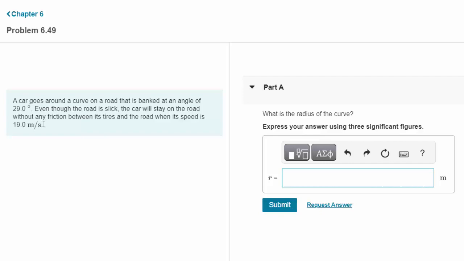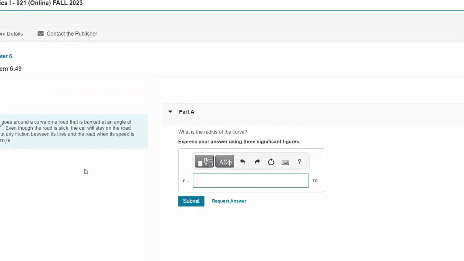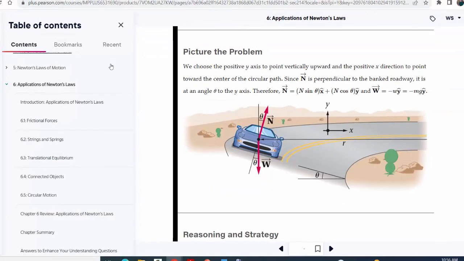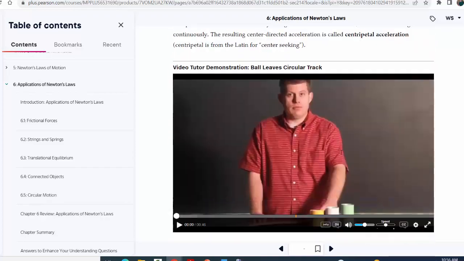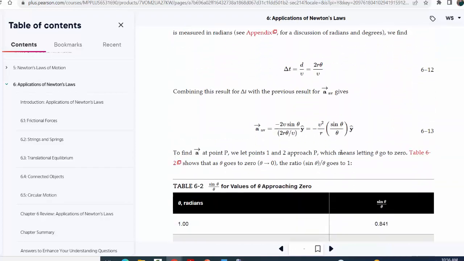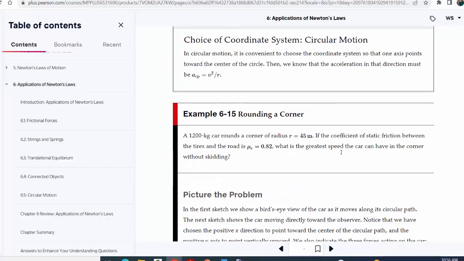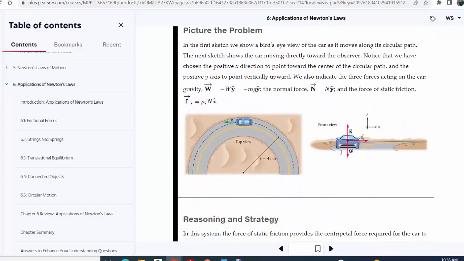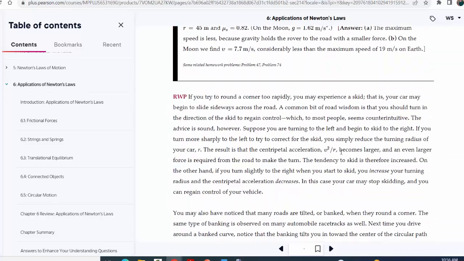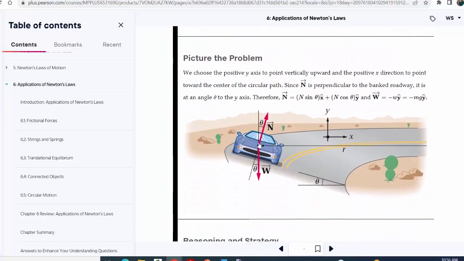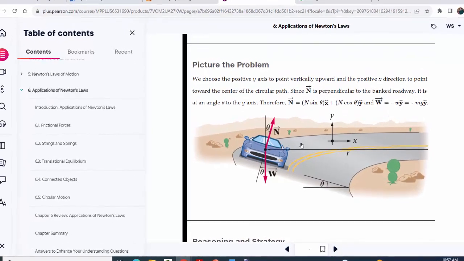Yet the car stays in the road without any friction between its tires and the road, when its speed is 19 meters per second. Now, a similar question was addressed in the textbook. If you go to your electronic textbook, chapter 6, and you click on section 6.5, circular motion, and scroll down through section 6.5, after talking about centripetal force and centripetal acceleration, you'll see the question over bank road, which is similar to this question here. And you see the forces actually acting on the car. So let me go back here and take this image.